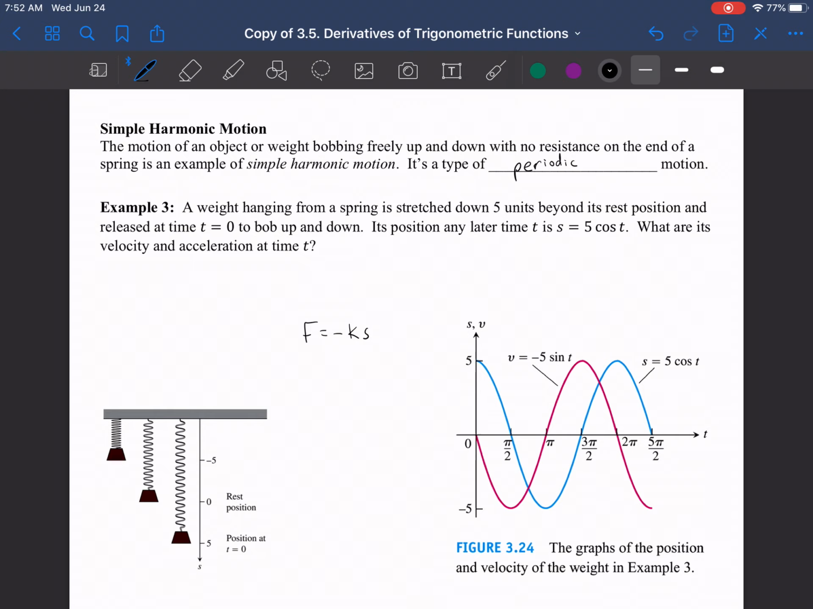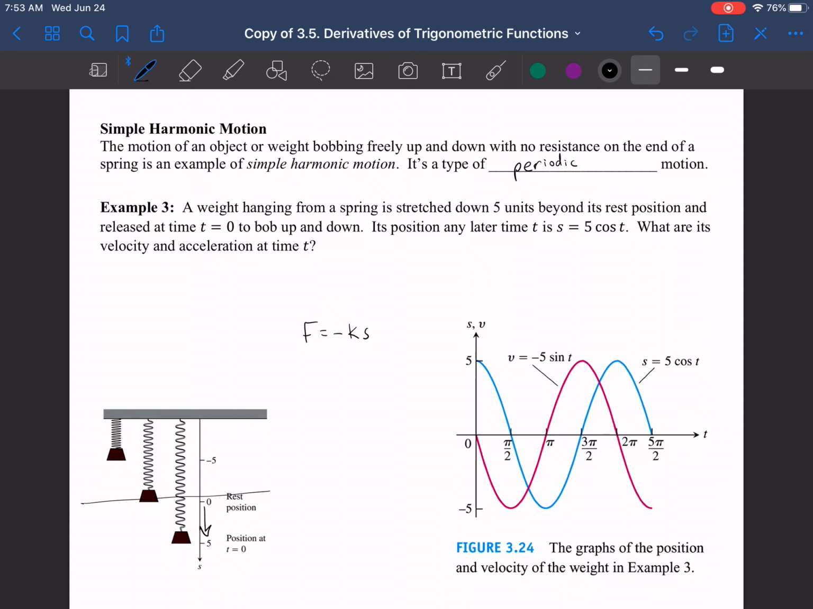So here we have a weight hanging from a spring that is stretched down 5 units beyond its resting position. So this is the resting position, and it's stretched down 5 units, whatever it happens to be, 5 centimeters, 5 meters, whatever, and released at time t equals 0 to bob up and down. Its position at any later time t is s equals 5 cosine t. What are the velocity and acceleration at time t?